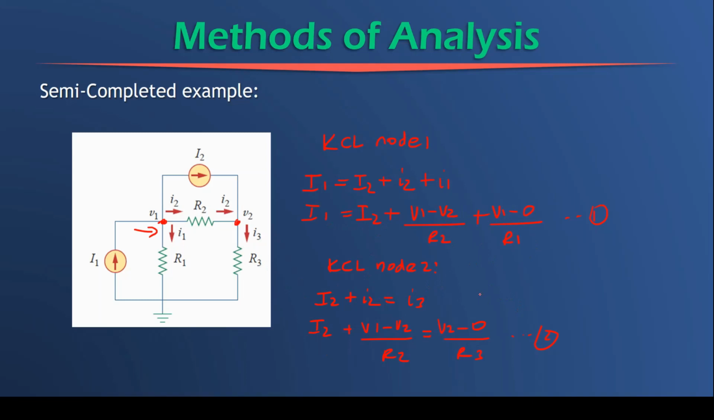And this is the procedure that you would follow when you are using nodal analysis. You express the currents in terms of the unknown voltages, and then you solve for the voltages, in this case V1 and V2. And then if there were any other unknowns, you will then use the voltages to determine those unknowns.